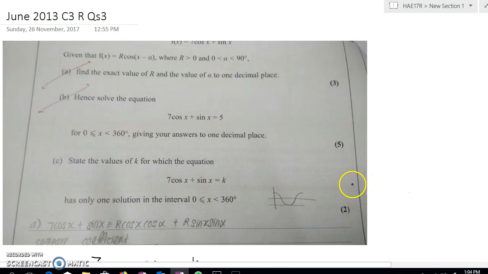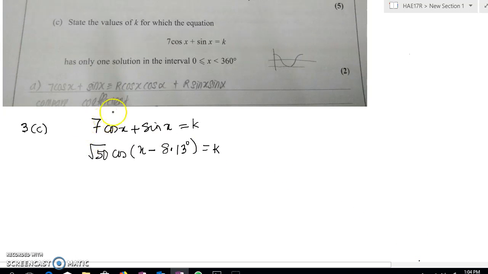So basically, to start off, for part C, you need to change from this equation to the compound angle form first, and then followed by the next step, which is k over root 50. In fact, you don't really need this step. You just need this equation in a simplified form. This is the most important one.